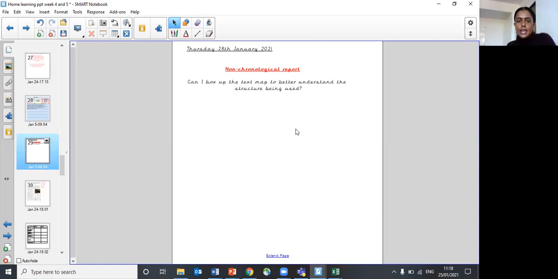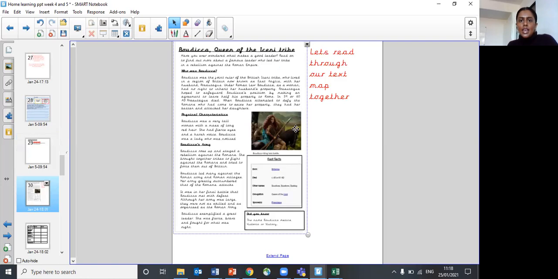So, what are we going to be learning about today? Our learning objective today is, can I box up the text map to better understand the structure that's being used? We'll go through the text map together, and then we're going to look at boxing it up, splitting out each of the parts of our text map to see the features that are being used.